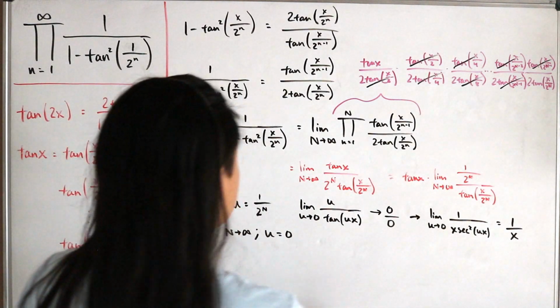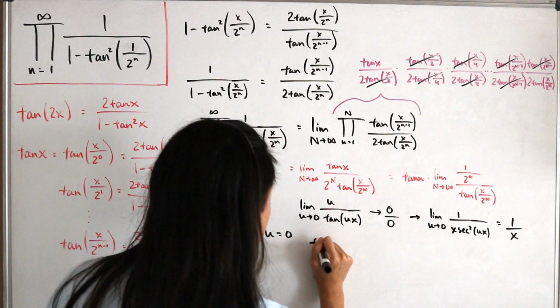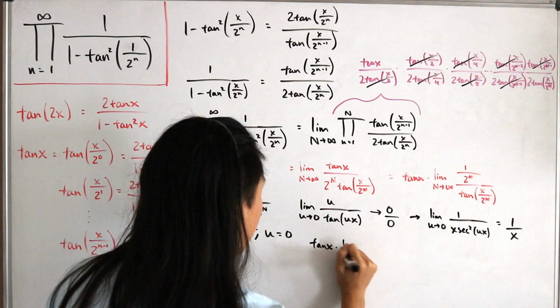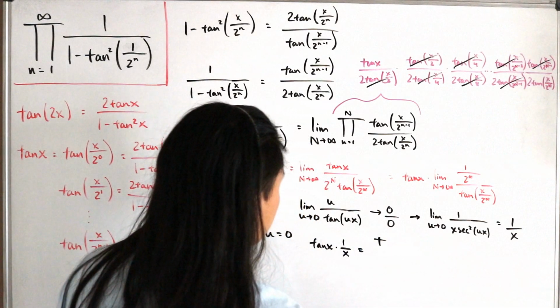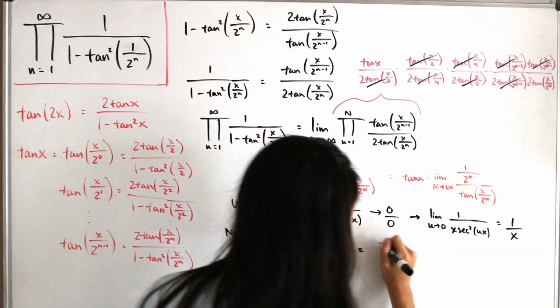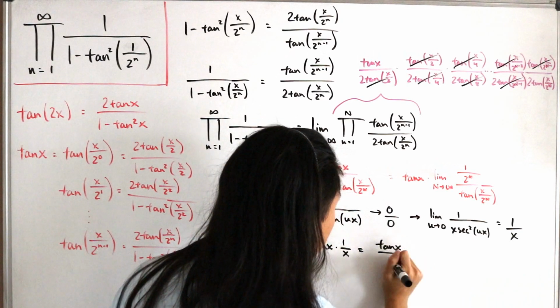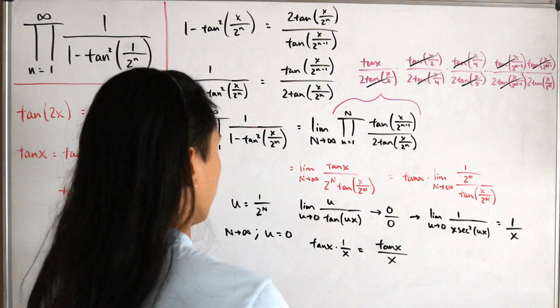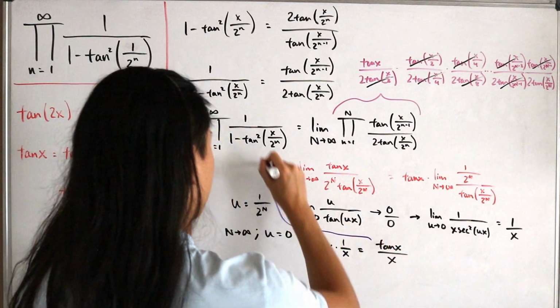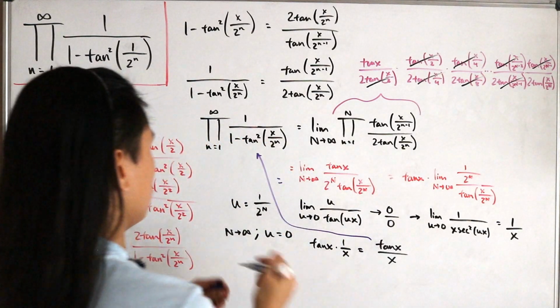So now this reduces down to just tangent of x times 1 over x, which is equal to tangent of x divided by x. And that is our final generalization, our closed formula. So let me denote the arrow over here: this over here is going to be equal to this here.